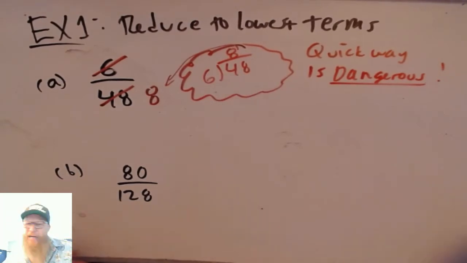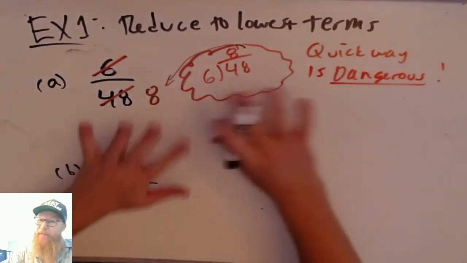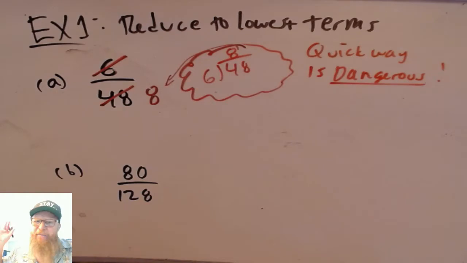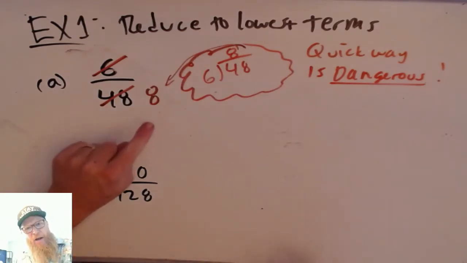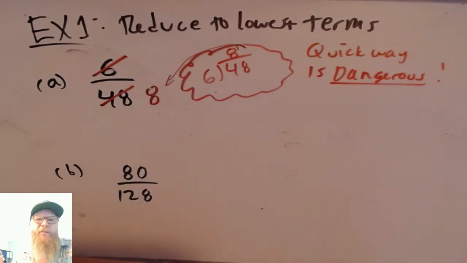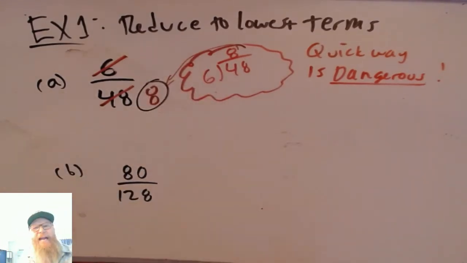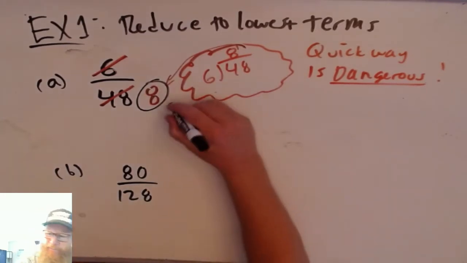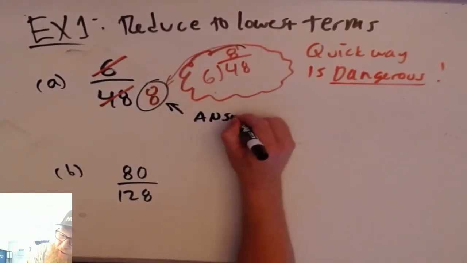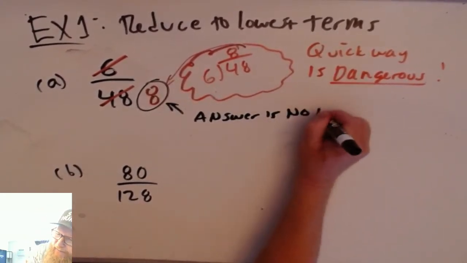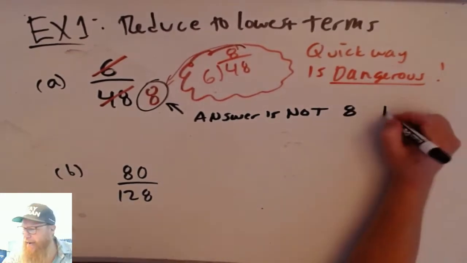And I don't just mean in Math 65. I mean this method is dangerous in Math 65, Math 54, Math 40, Math 10, Math 12, Math 5, Calculus 1A, 1B, you name it. It's dangerous all the way up the ladder of mathematics because 50% of the students will write the answer as 8. The answer or the result is not 8. It is 1/8.